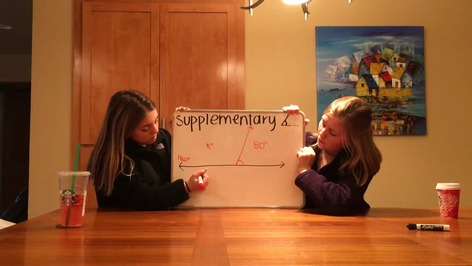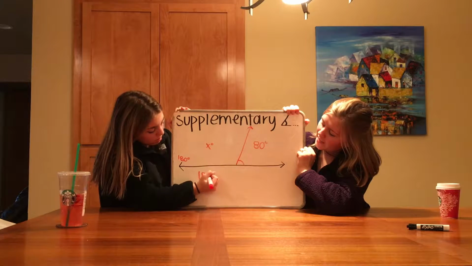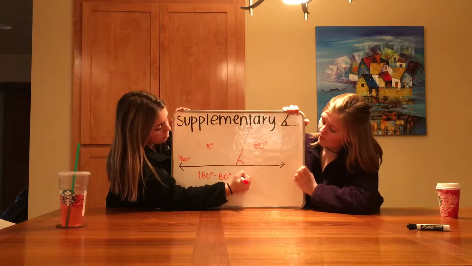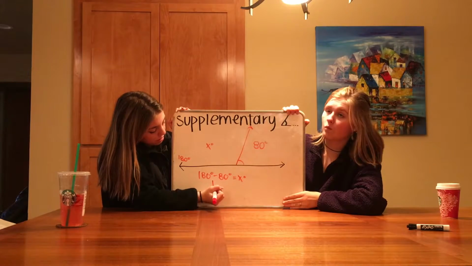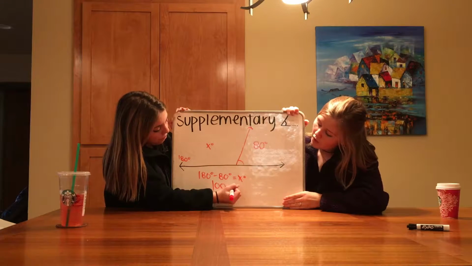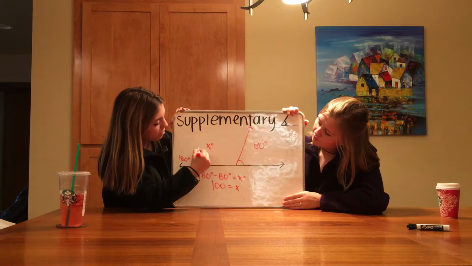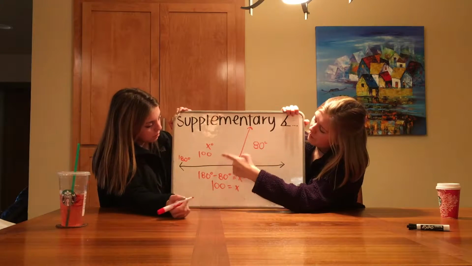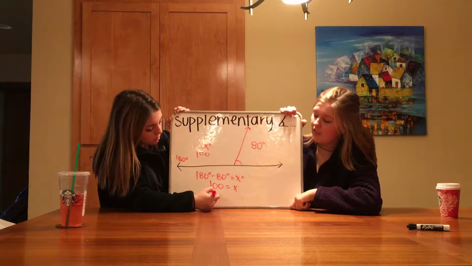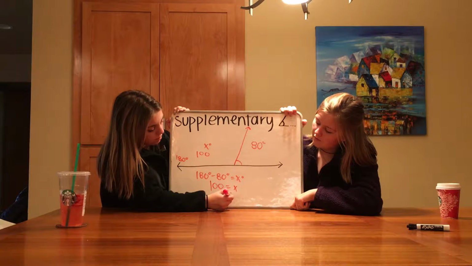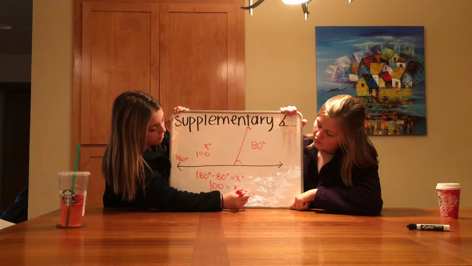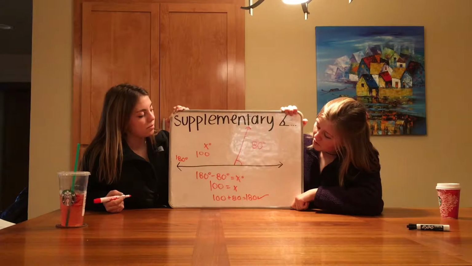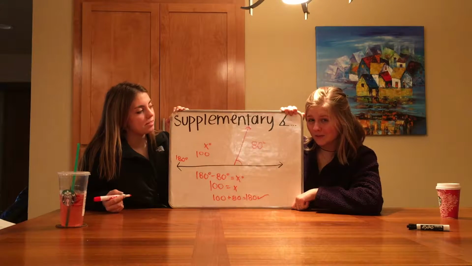You know that it equals 180 altogether, so you're going to start with 180 minus the given angle, which is 80. So 180 minus 80 equals x. And you'd solve. 180 minus 80 is 100, so you know that angle x equals 100. And you can check your math by saying 100 plus 80 equals 180. Looks like that checks out because they both equal 180, so those are two supplementary angles.